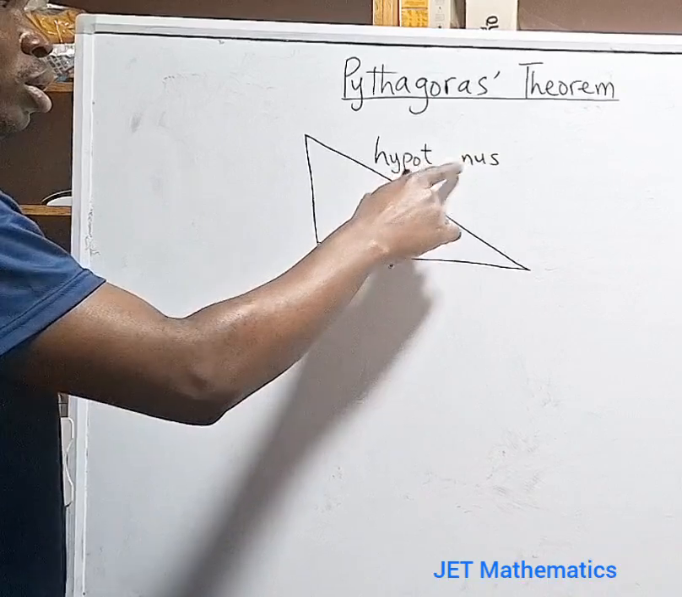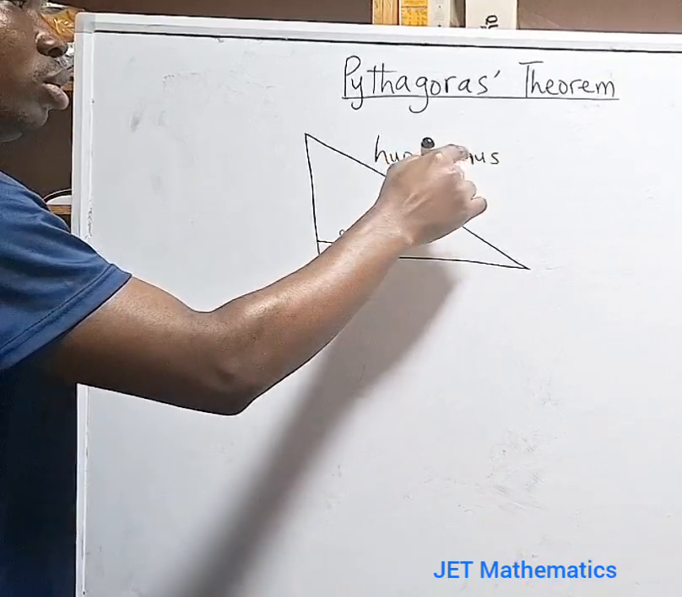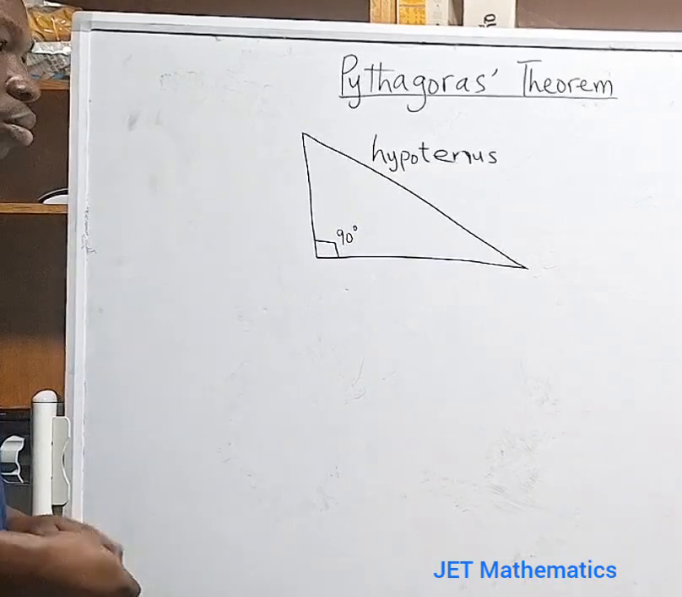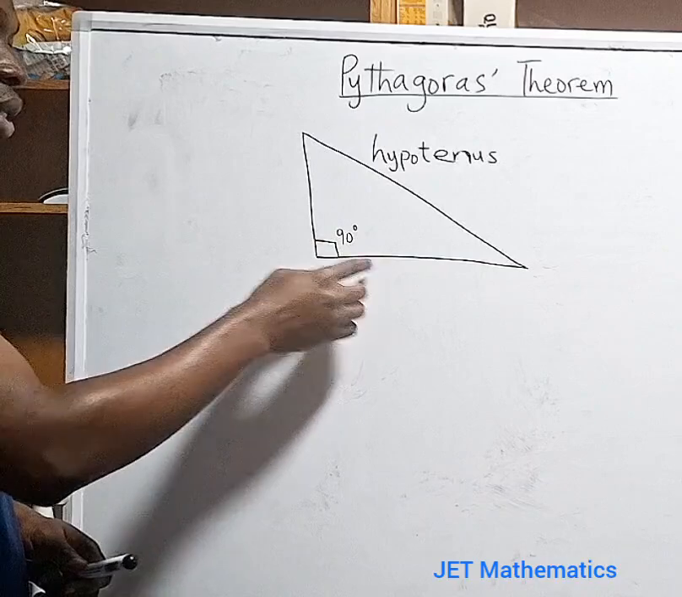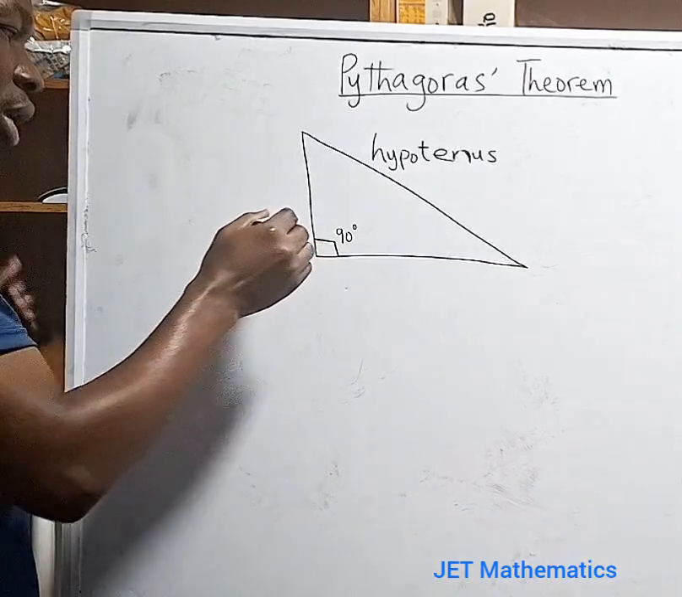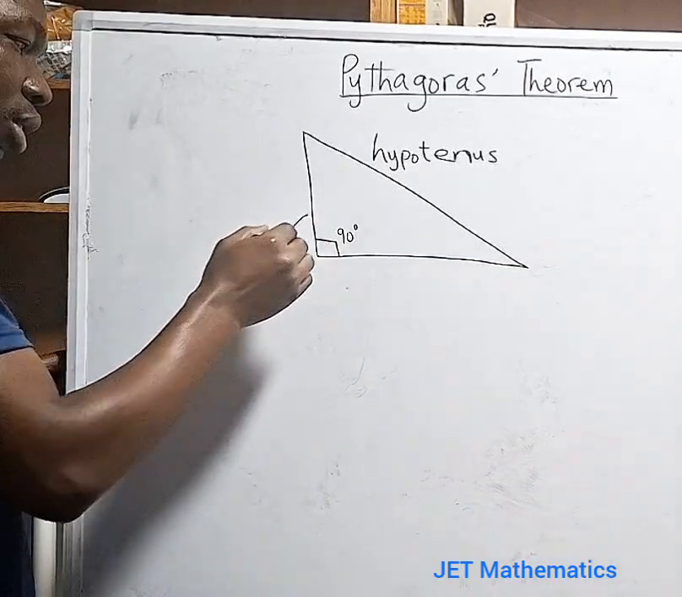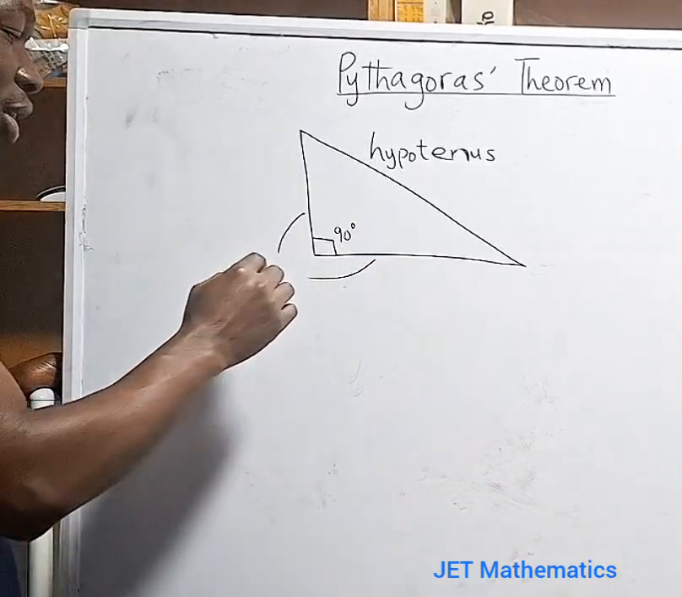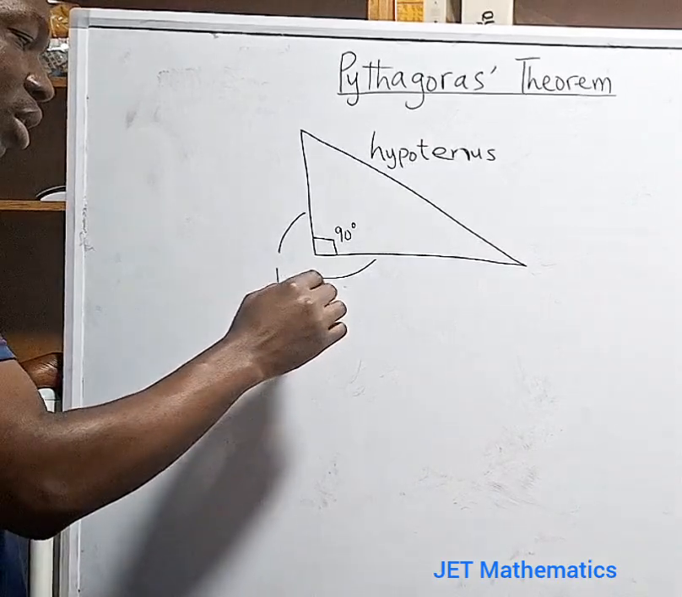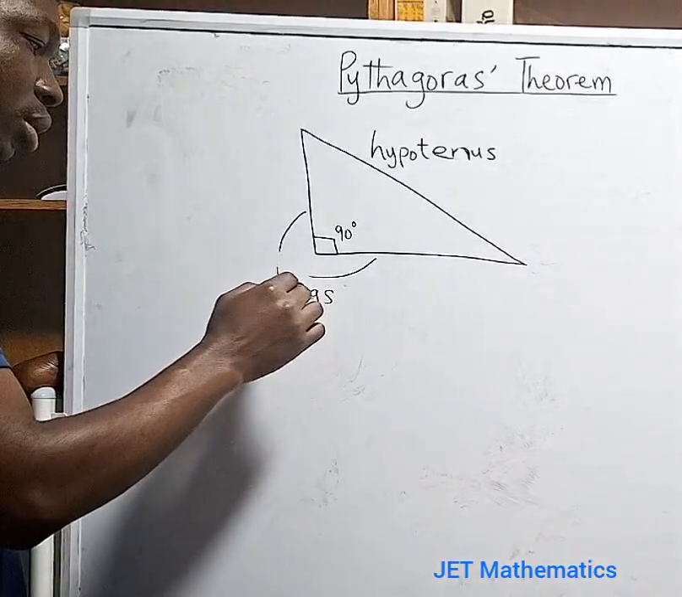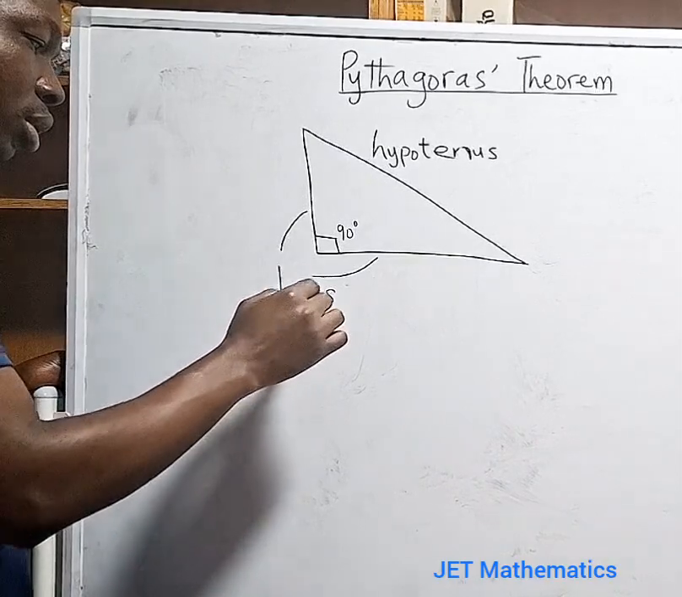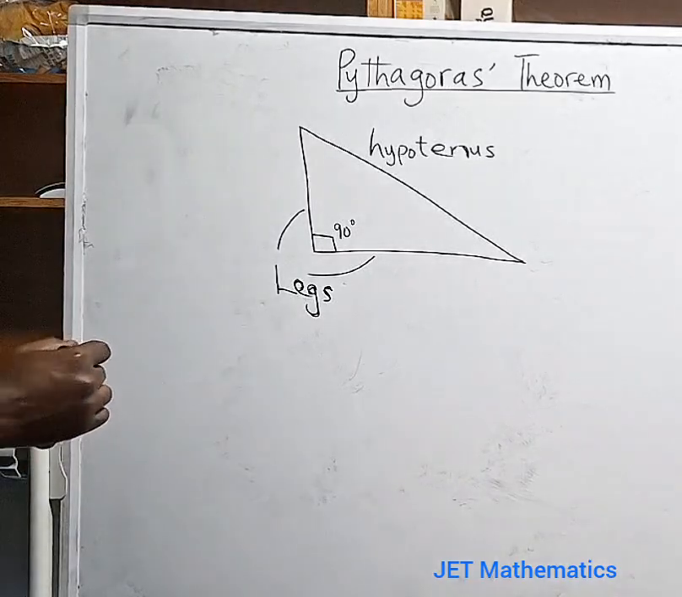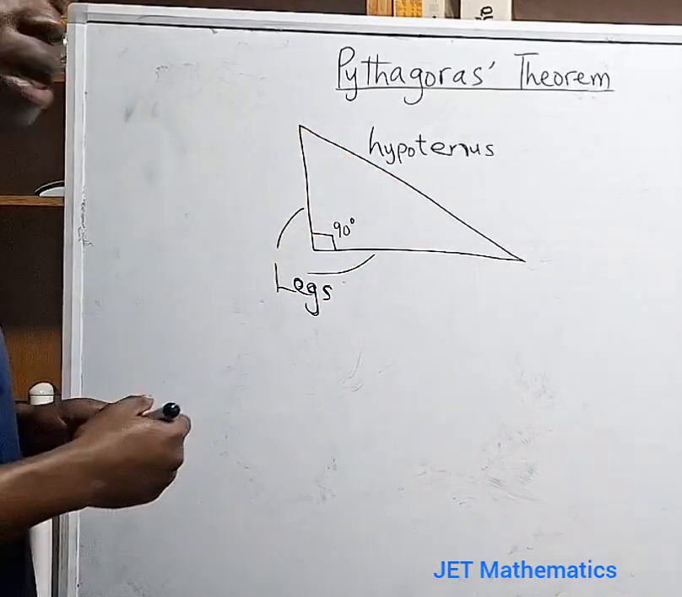Okay, hypotenuse. While these other two sides are called adjacent. Please forgive me, they are called legs. So these other two sides are called legs, while this side is called the hypotenuse.